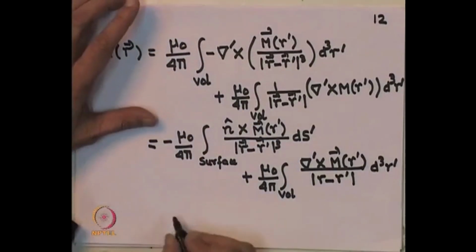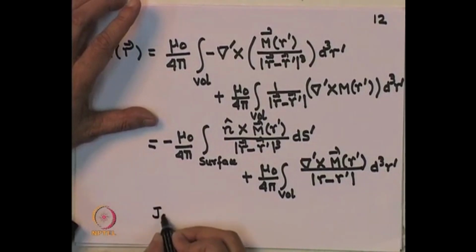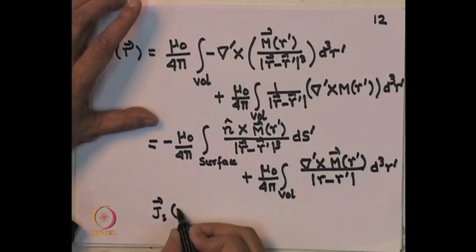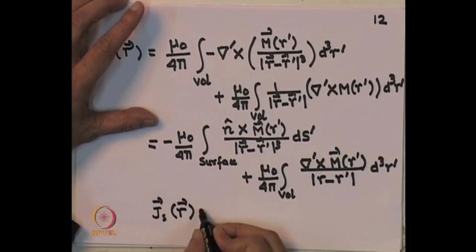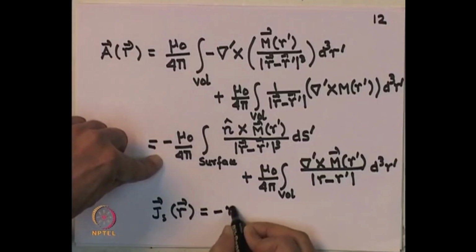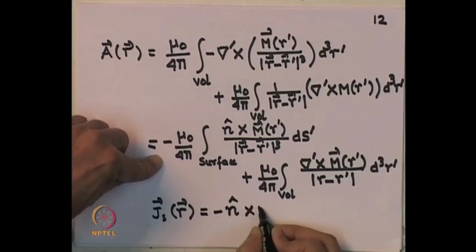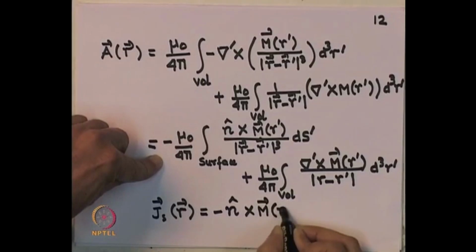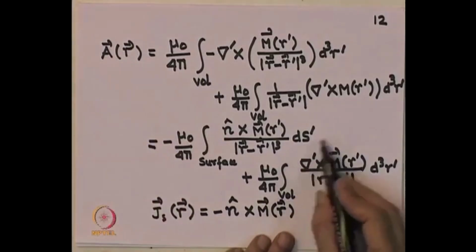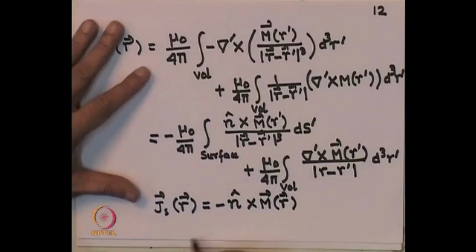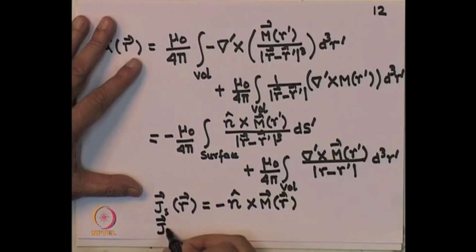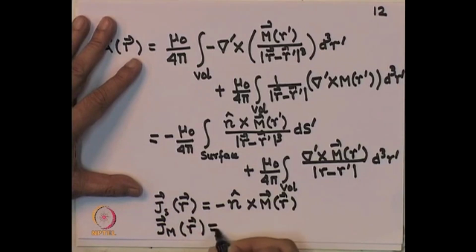So, I can define a surface current J s of r prime, or I am now changing it over to r, as minus n cross m of r. And this is my volume current density, which is simply del cross. So, the magnetization current density J m of r is equal to del cross m of r.